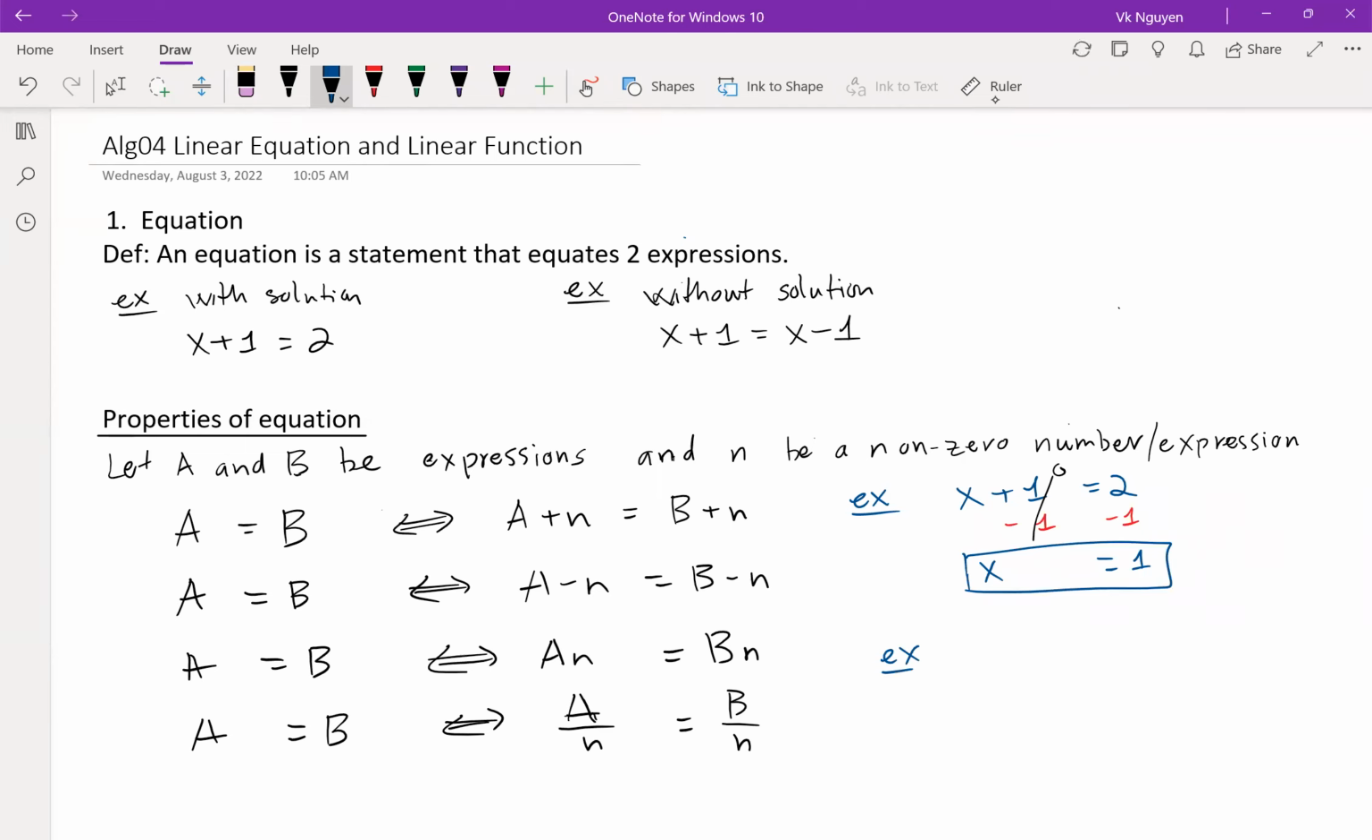Another example is negative 2x equal 4. Here we can divide negative 2 on both sides. Negative 2 divided by negative 2 is 1. 1 times x is x. 4 divided by negative 2 is negative 2. So x equal to negative 2. Pretty cool, huh?